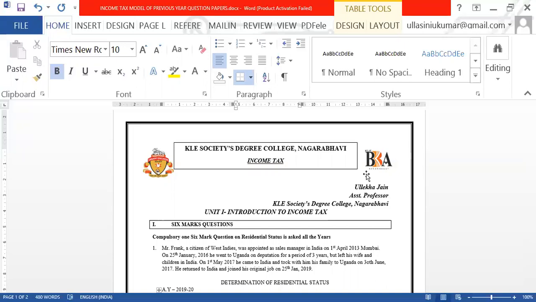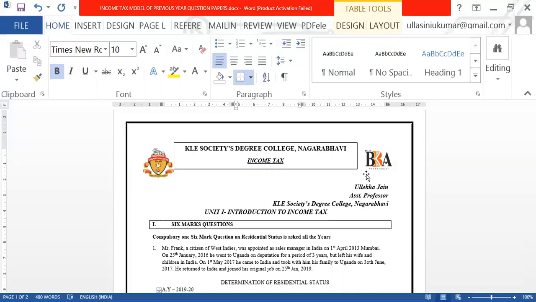According to section 6 subsection 1, the first basic condition says an individual has to stay in India for 182 days or more in the previous year. The second basic condition says an individual has to stay in India for 60 days in the previous year and 365 days in the 4 preceding previous years. However, there is an exception to the first basic condition.